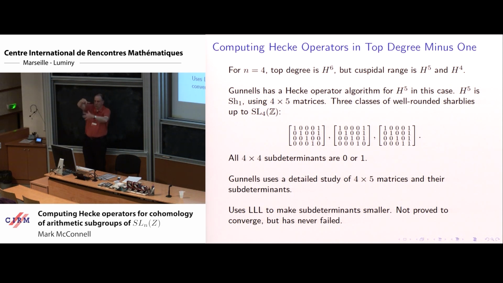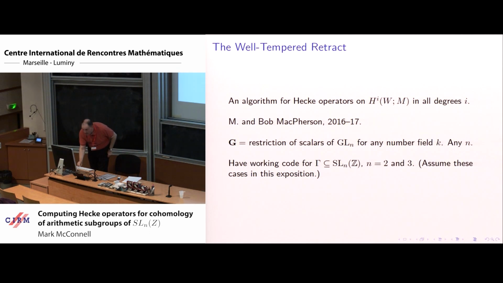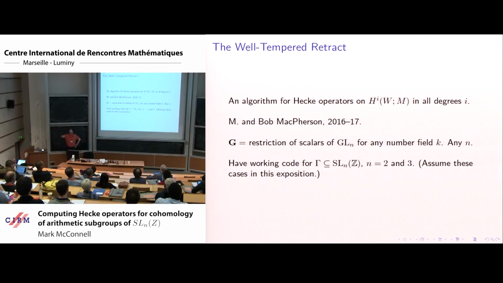Geometrically, he's taking walls and building roofs over walls inside the appropriate complex. And he uses Lenstra-Lovász on sublattices to make the determinants smaller. Interestingly, his algorithm has never been proved to converge to determinants 0, 1, but we've been using it for 20 years and it's never failed, so that's great. Okay. So that's the VCD, the top degree, and one away from the top degree.